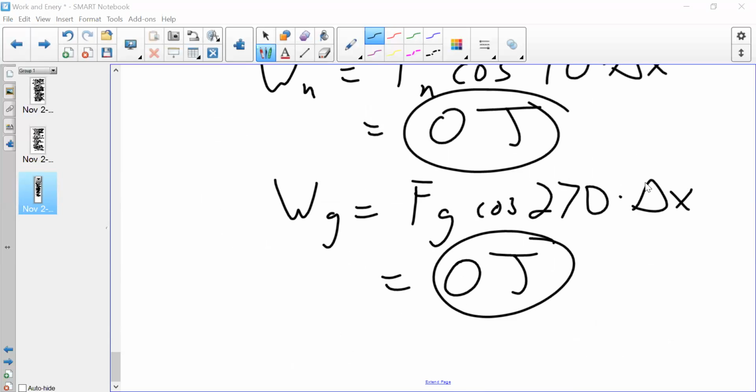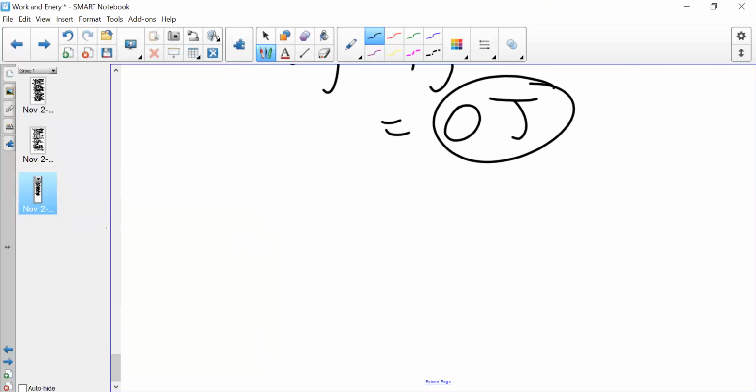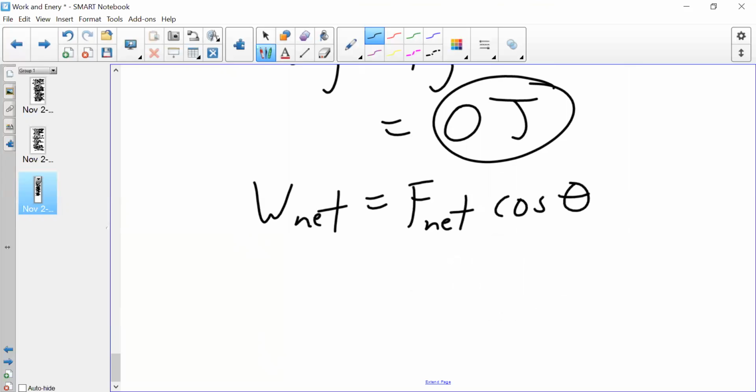Okay, let's get to an example here. Okay, let's go to question number 1 of your textbook there, page 189. As you're turning, I just want to generalize the work equation even further. So we've already stated that the total amount of work done in a system is equal to net force times cosine theta delta x.